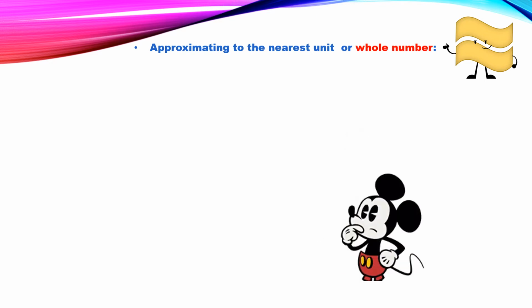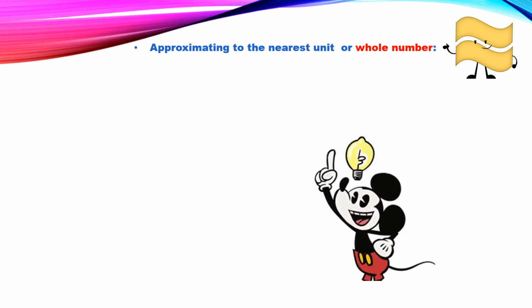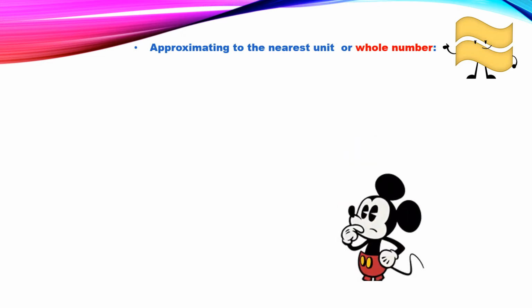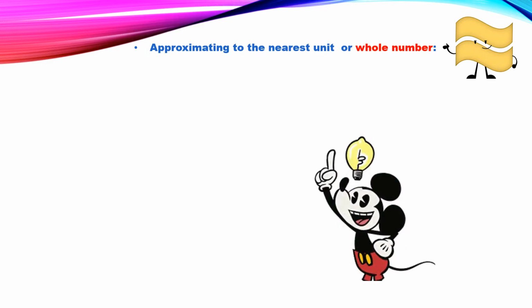Now, let's discuss another thing: how to approximate to the nearest unit. I want your attention very well because it's a little bit difficult. Okay, how to approximate to the nearest unit. As we said before, we neglect the decimal point and the decimal digits. Here, we can't neglect the decimal point and the decimal digits. We must take them into consideration.